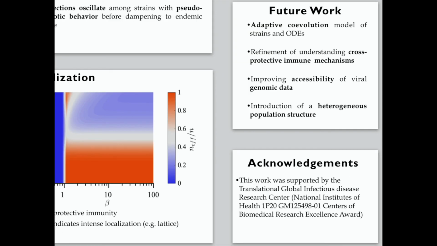Future work will include the construction of an adaptive coevolution model of strains and ODEs, since genotype networks are not static but continually explore genotype space. A refined understanding of cross-protective immune mechanisms will enable disease-specific modeling, since a strictly decaying function will not be the best model for all diseases. And understanding genotype network structure will depend upon the increased availability of viral genomic data.